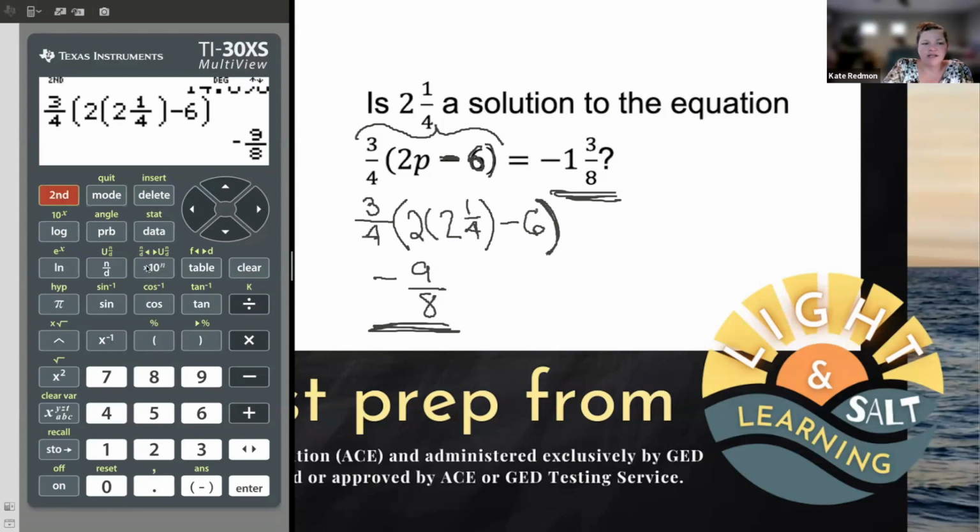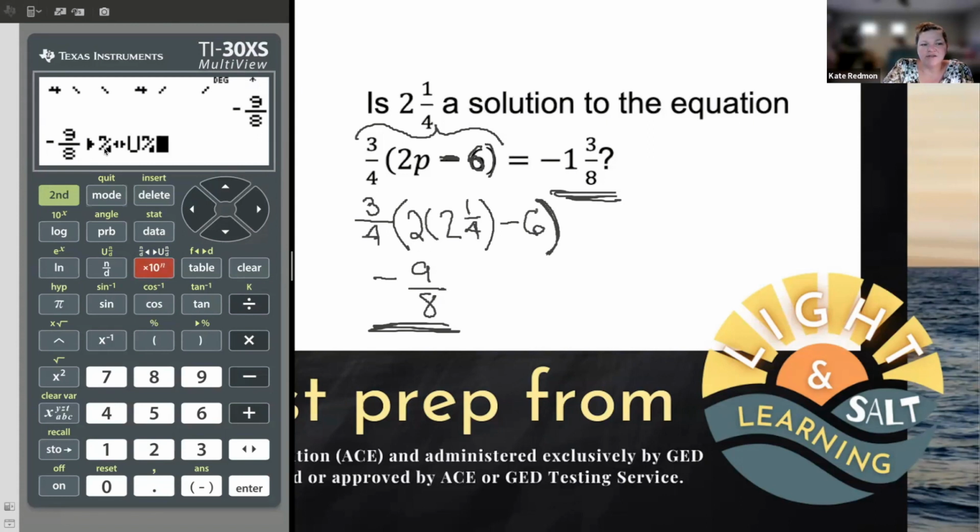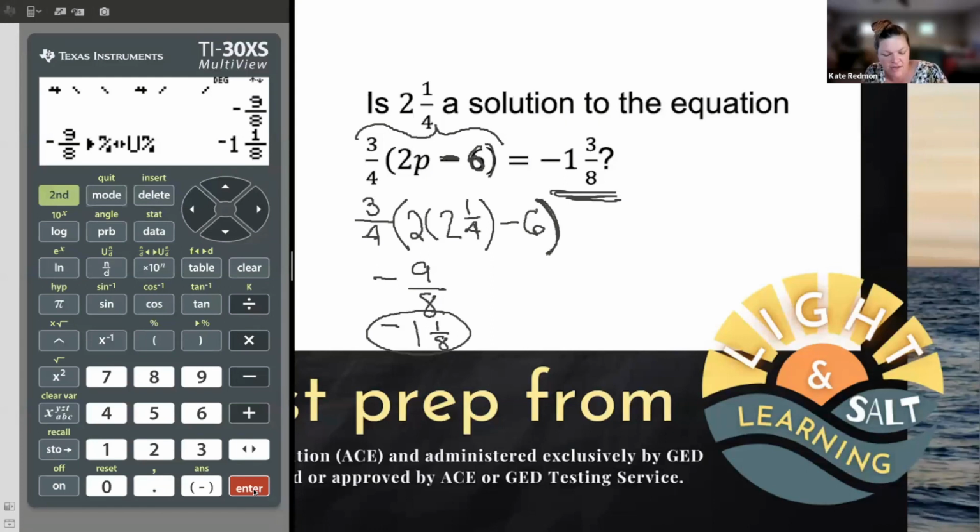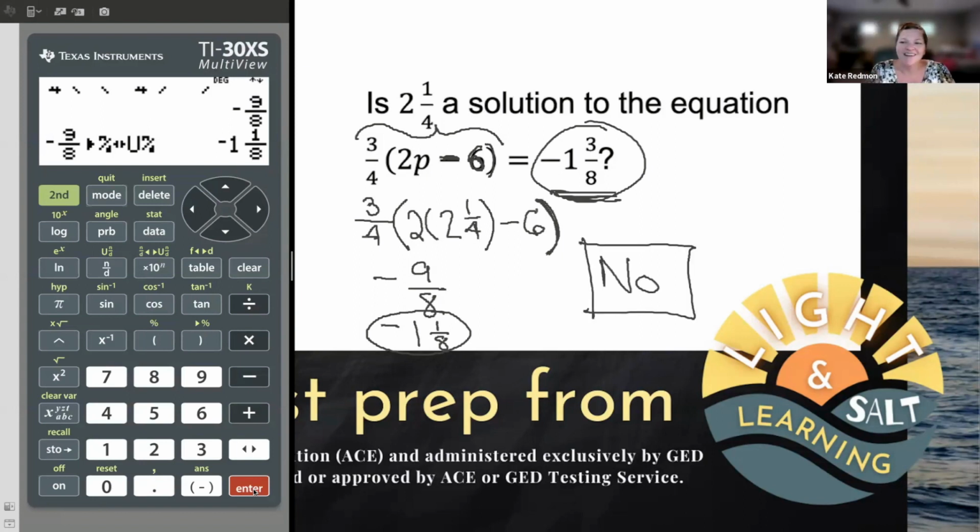So I will hit the green second key and then hit that, and it's automatically going to pull up your last answer and say, you want me to convert it? And enter, I do want you to convert it. And we see that -9/8 is the same as -1 1/8. So now we can ask ourselves, since it's in the same form, is -1 1/8 the same as -1 3/8? No, it's not. We were right. Our suspicions were correct. This is not a solution to the equation.